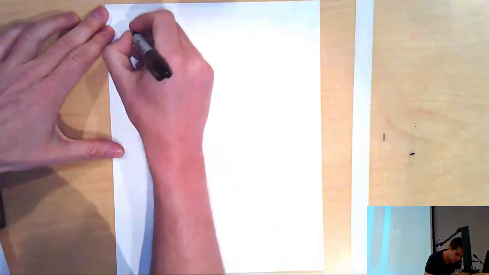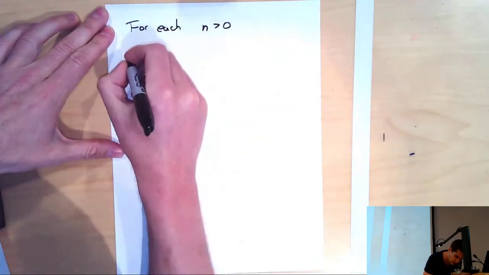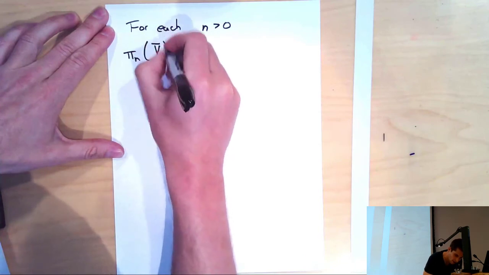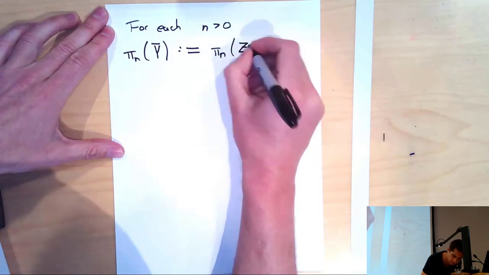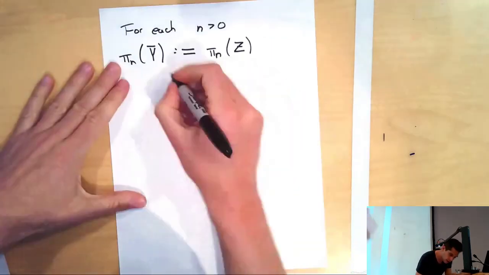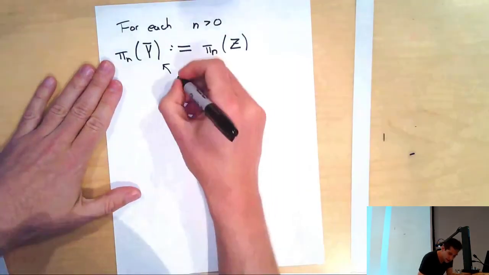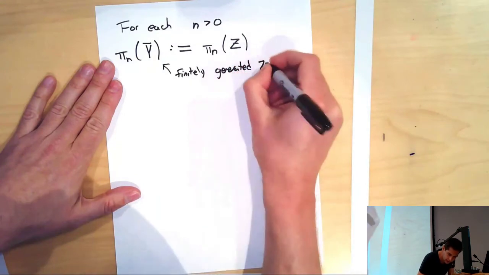Okay, so what does this let me do? Well, now for each n, let's say greater than 0, I can talk about pi n of y bar. What I'm just going to mean is take pi n of this topological space Z. And here maybe I should mention base points, although in this case these objects really behave like they're simply connected, so their homotopy groups are independent of a choice of base point. By what I told you about Z, property 1, this is actually a finitely generated ZL module.